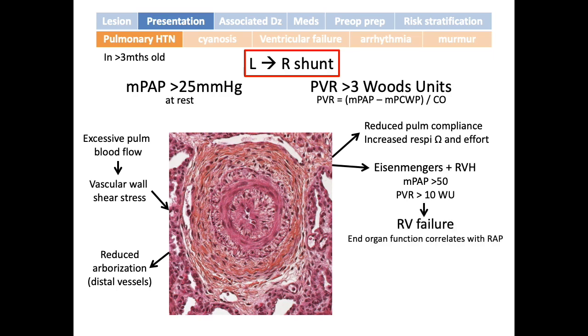Ultimately, this leads to right ventricular failure, which is a marker of poor prognosis, and presents with raised jugular venous pressure, peripheral and sacral edema, hepatomegaly and ascites. Right atrial pressure has been shown to correlate with end organ dysfunction.